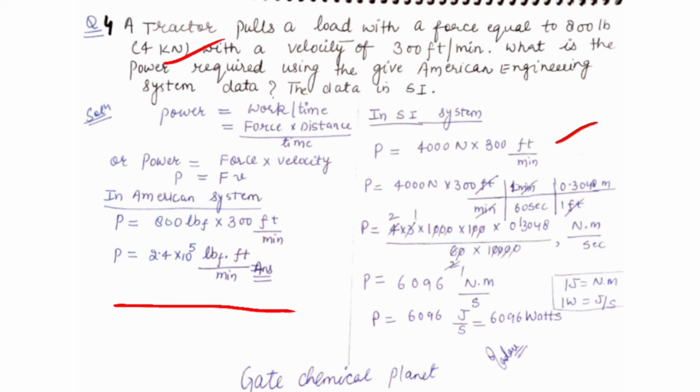Newton meter is equals to 1 joule. Okay, 1 joule equals to 1 Newton meter. Okay, so in place of Newton meter we will put joule. So the answer is joule per second. Power equals to 6096 joule per second, and 1 watt equals to 1 joule per second. So the final answer is in watts. P equals to 6096 watts. So in this way we have converted the power into SI system.